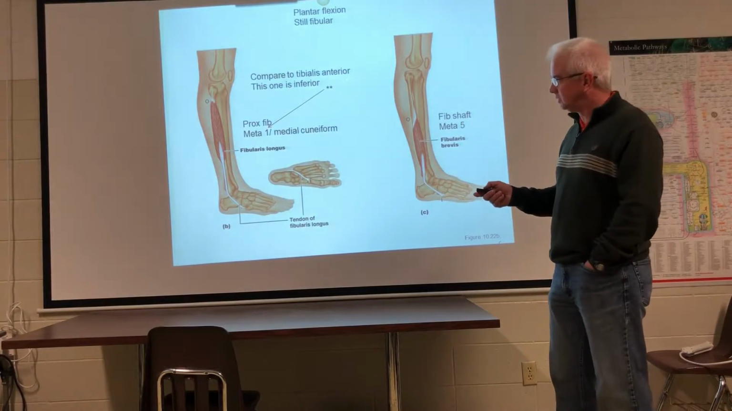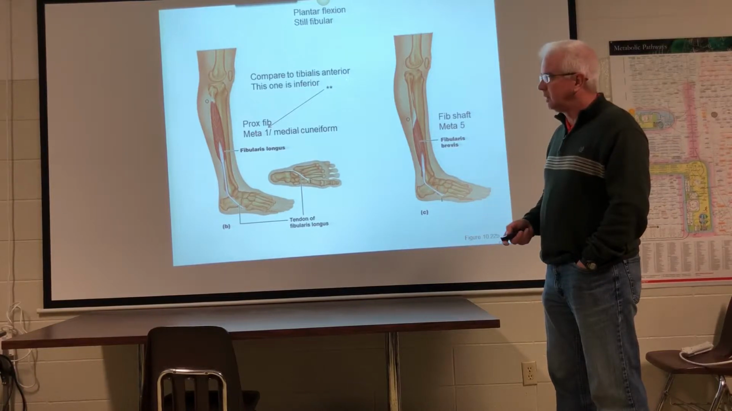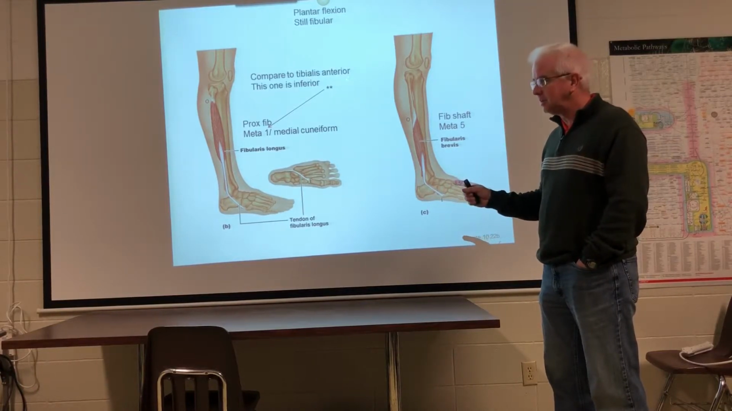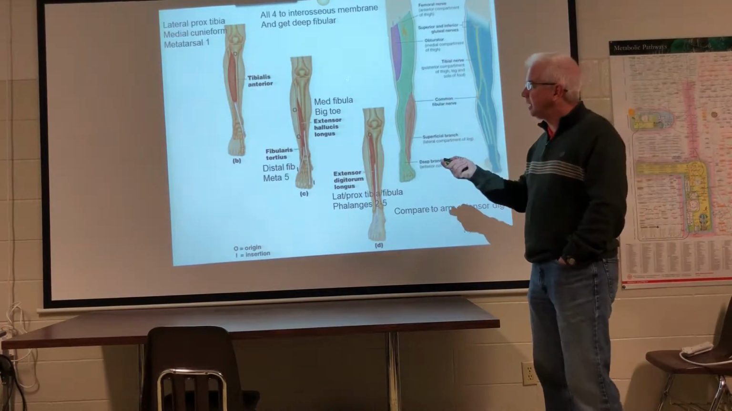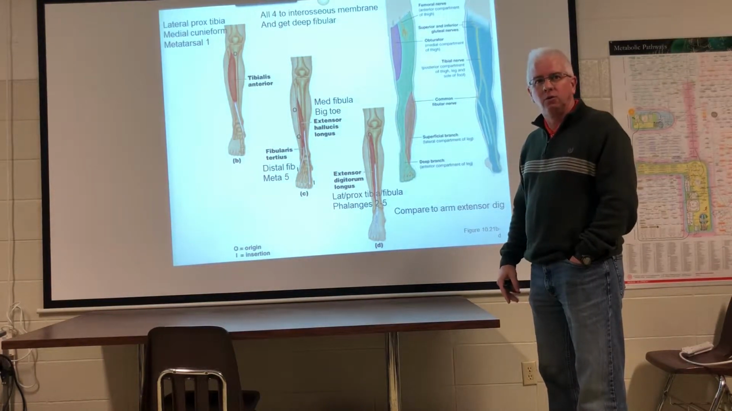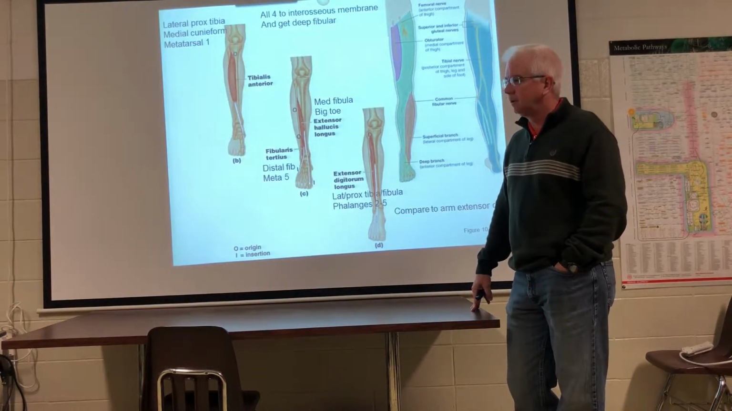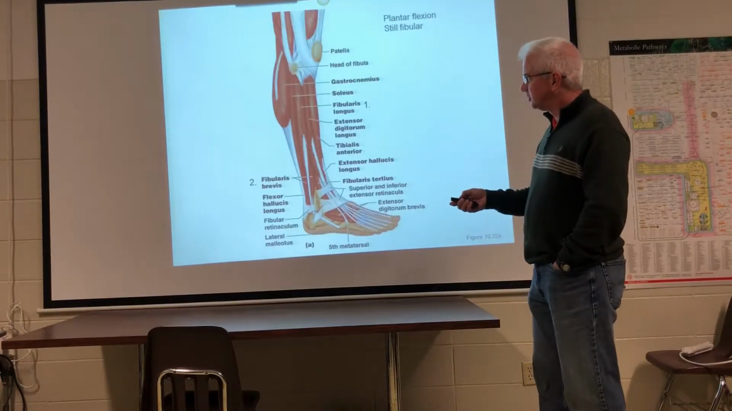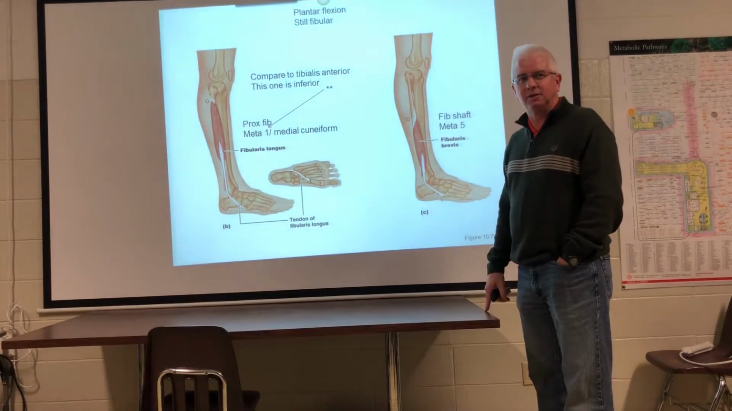Look at the attachment of this guy. From the proximal fibula here, it attaches to the first metatarsal and the medial cuneiform. Now we had other muscles here. Remember when we looked at this before? The tibialis anterior was on the medial cuneiform, and it did dorsiflexion. Now we're going to put a muscle attachment on the medial cuneiform and the first metatarsal, and we're going to do plantar flexion.